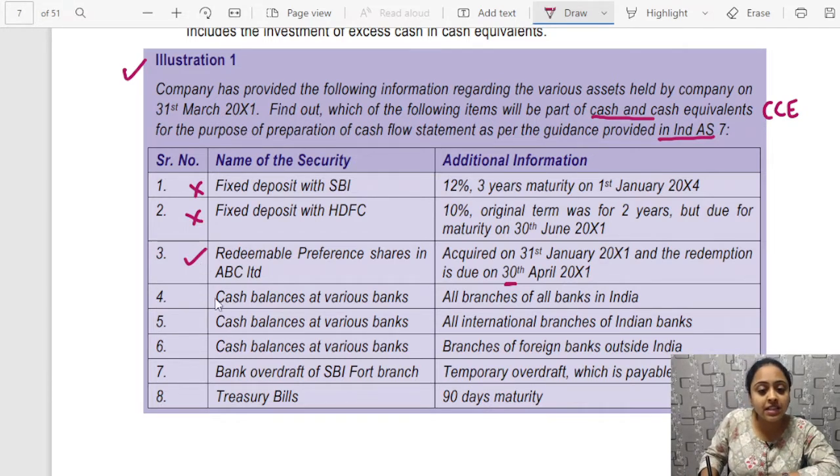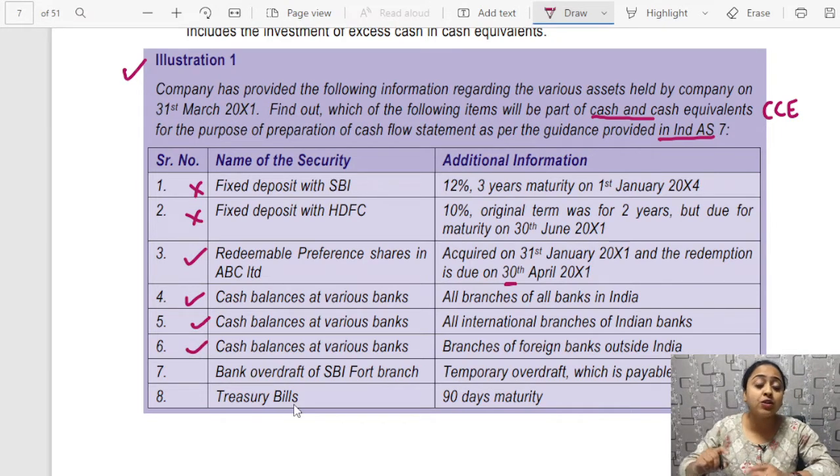Cash balances wherever they are, inside India or outside India, if there is a cash balance, it will be included in CCE. Cash balance at various branches, even international branches, is included. Cash balances at various banks, branches of foreign banks outside India, will it be included?